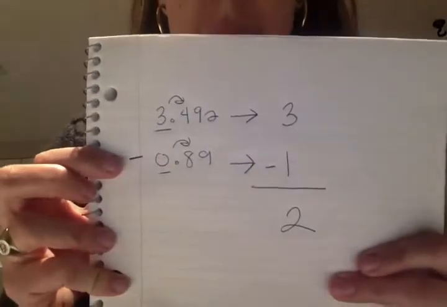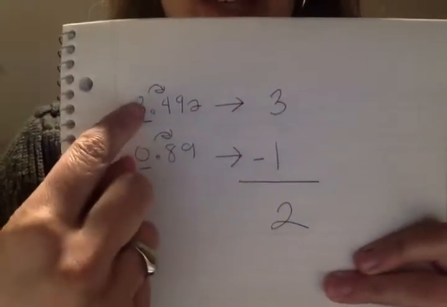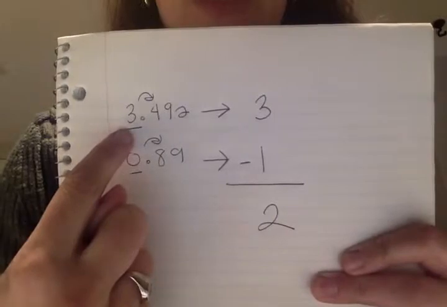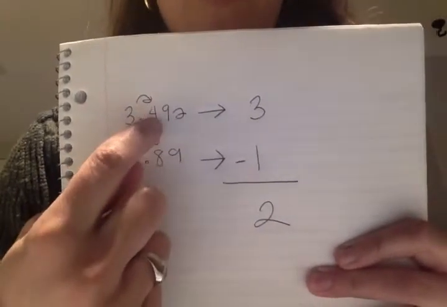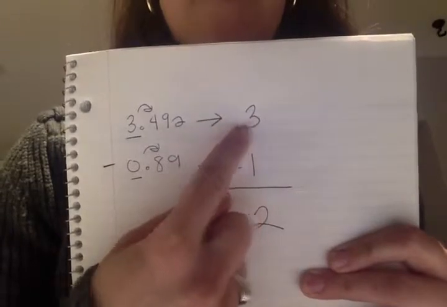If you do it my way and you run out of space, you can show your work on a separate piece of paper and just staple it to the back. So I started with 3 and 492 thousandths. I underlined my digit in the ones place, drew an arrow. This 4 tells me that it stays the same, so it becomes a 3.